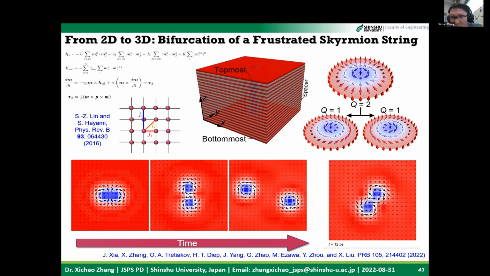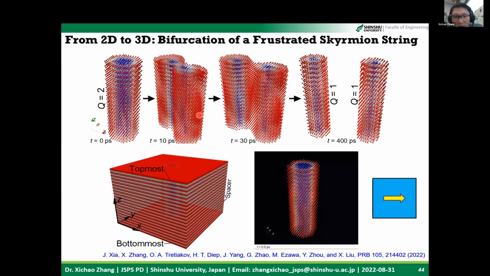Previously, I have mentioned that a frustrated skyrmion with a skyrmion number of two can be transformed into two skyrmions with a skyrmion number of 1, driven by the spin torque. This motivates our current study on the bifurcation dynamics of a skyrmion string. So first, we apply a current pulse to drive all magnetic layers, where a skyrmion string with a skyrmion number of 2 is initially relaxed at the center of the multilayer.